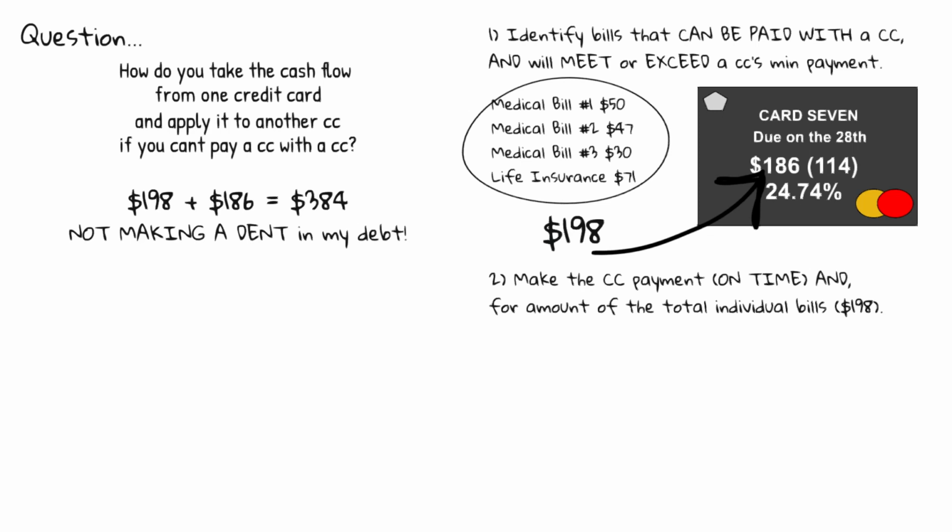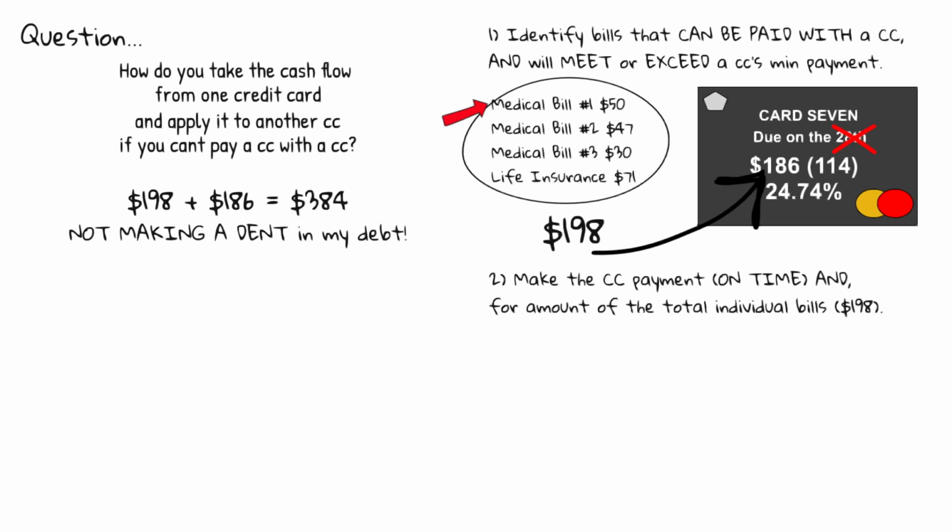And when I say I'm going to make that credit card payment on time, I don't mean on the 28th, like what the card says it's due. I mean when that first medical bill is due, and let's say it's due on the 20th and all the rest of them are like the 20th, the 25th, the 27th, the 28th, or whatever. I'm going to make the credit card payment on the 20th. It could be the 19th, but just, for example purposes, let's say it's the 20th. I'm going to make the credit card payment when that first individual bill is due. I make the credit card payment for the total amount of those individual bills. So I'm not making a payment for 186, I'm making a payment for 198.